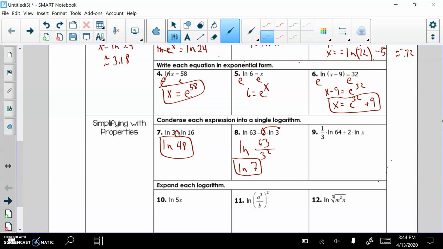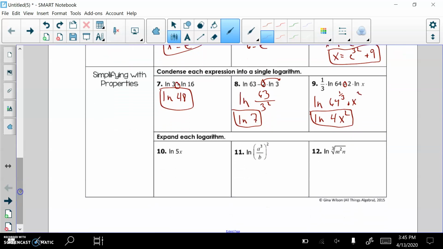All right, so this one. We've got natural log of 1/3 natural log of 64 plus 2 natural log of x. We're condensing, so we want one natural log statement. Plus means times. So that is 64 to the 1/3 power times x to the 2nd power. And that simplifies down to natural log, cube root of 64 is 4, times x squared. And that is all that you have to do when you're condensing.